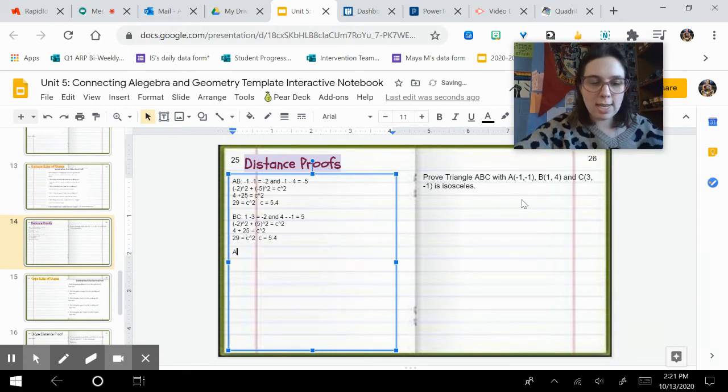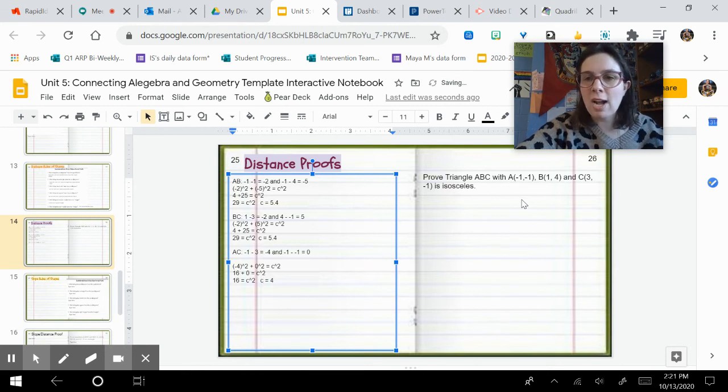So now let's do AC. -1 minus 3 is -4. We can already tell it's going to be different. And -1 minus -1 equals 0. So I'm going to have -4 squared plus 0 squared equals c squared. -4 squared is 16 plus 0 squared is 0 equals c squared. 16 plus 0 is 16 equals c squared. So the square root of 16 is 4.